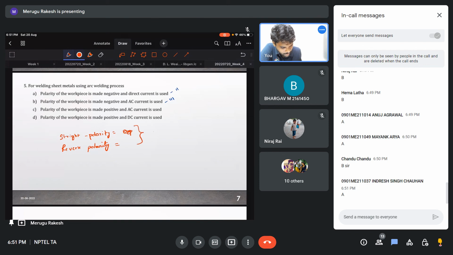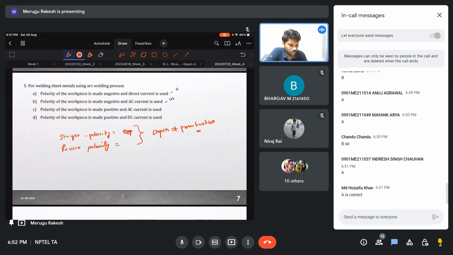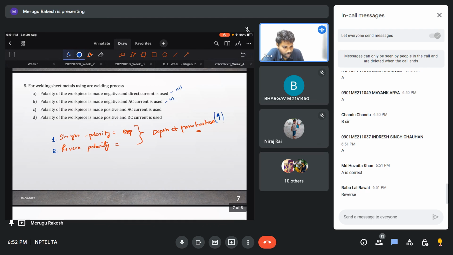So in these two cases, depth of penetration is what we have to understand to answer this question. See, so I just answer this one. In which polarity will we get more depth of penetration, a straight one or a reverse one? So more depth of penetration in 1 or 2. Reverse polarity we get more depth of penetration, or the straight one.